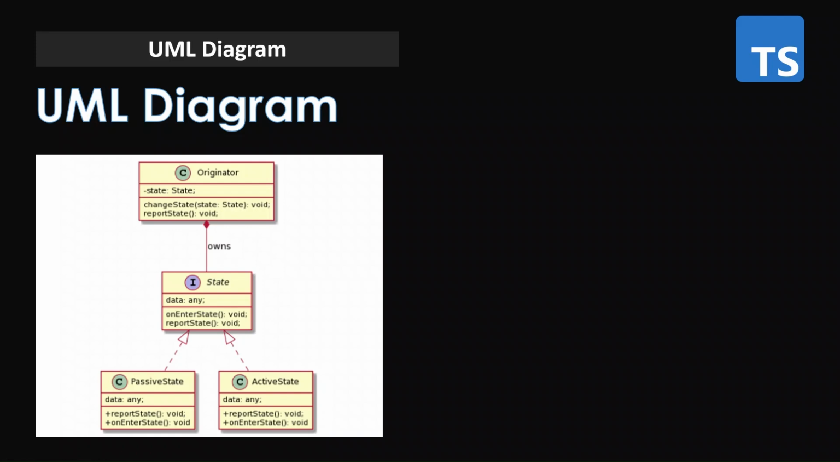Here, as you can see, the originator owns a single state object which can have many forms. So the state can have many forms: active state, passive state, or whatever state. And we can use either the subclassing or a factory method pattern here to have different variations of the state interface. Then call the change state method that assigns a different state object to the originator, after which the originator will behave according to its current state. This is the UML class diagram. Now we will be moving on to our IDE to implement this pattern using TypeScript.